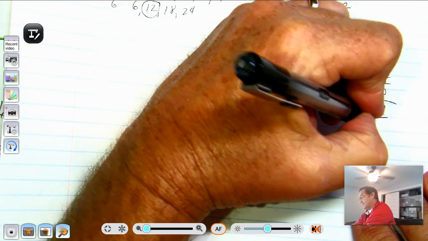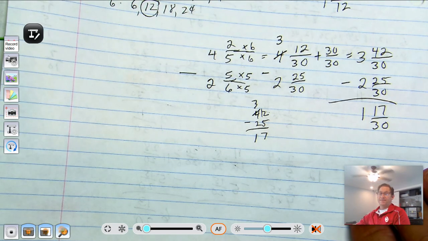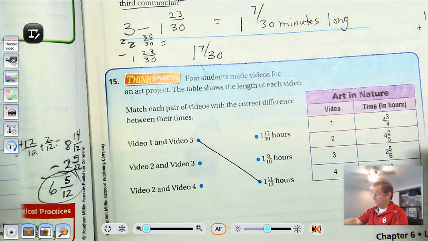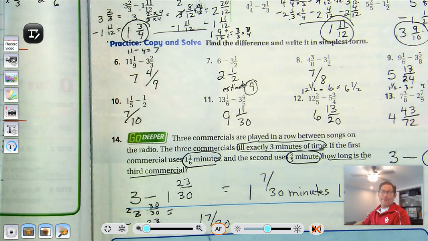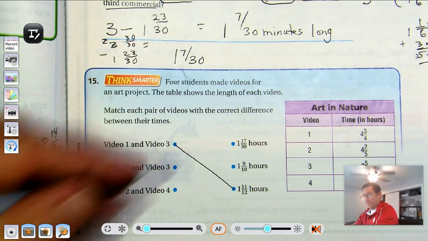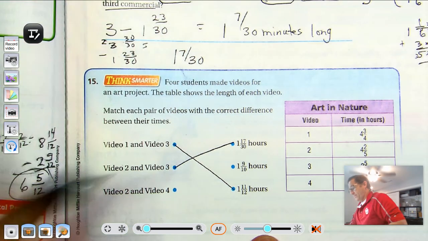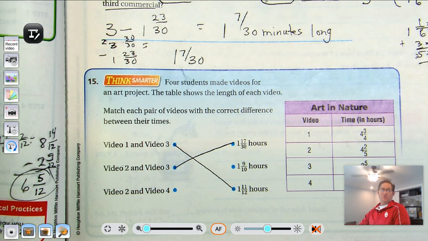So 17/30ths, 3 take away 2 is 1. 1 and 17/30ths. All right, and there is a 1 and 17/30ths. I think right there. And videos 2 and 4.